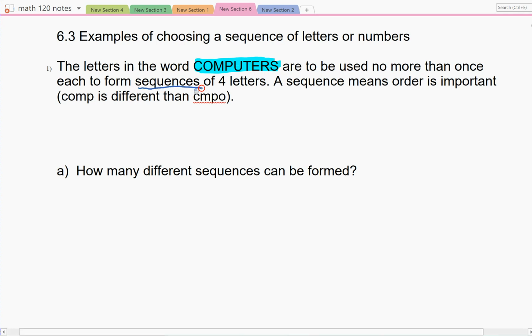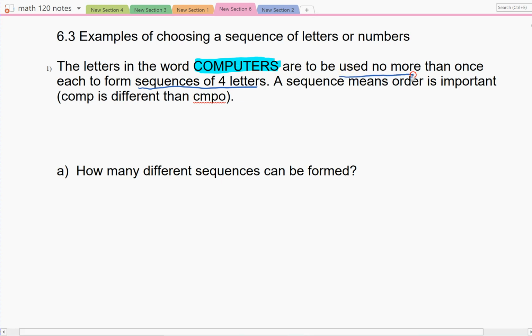letters. Alright, so this is the sequence of 4 letters. Sequence means order is important. If I draw the letters C-O-M-P in that order, that's different than the sequence C-M-P-O. It would be different if I reordered it. It's kind of like a code, right? Your phone number is a code. You have a certain set of numbers. Somebody else might have the same numbers as you, but in a different sequence. It has to be in order for your number to be unique. Same thing's true here. Alright, so sequence means order is important.